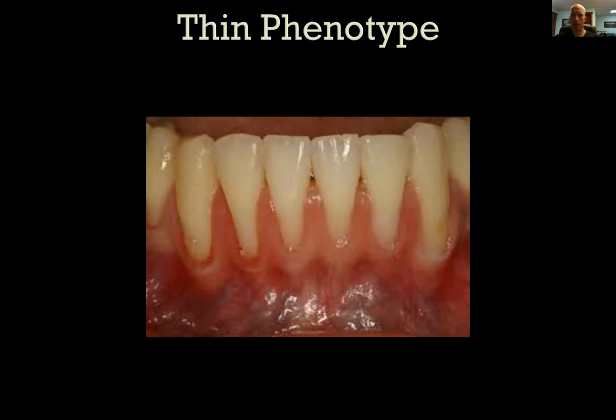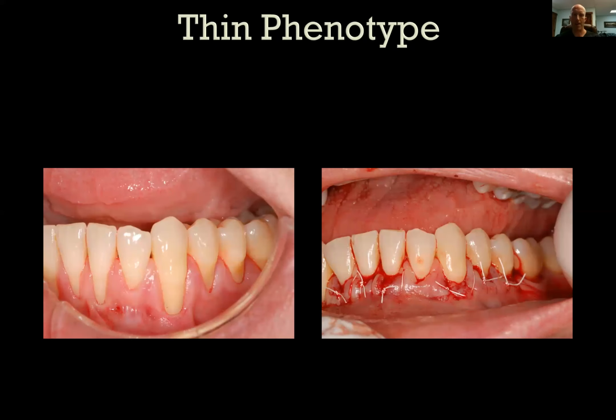In the perio world, we have updated a lot of our terminology in the last couple of years, and we have now replaced biotype with phenotype. So when you hear me say phenotype, you can imagine biotype. And in these situations with the thin phenotype, we have thin alveolar housing, thin soft tissue where you can almost see the roots through the soft tissue. These are, again, challenging cases, but we can change the phenotype around these teeth. We can create a thick phenotype with soft tissue grafting.